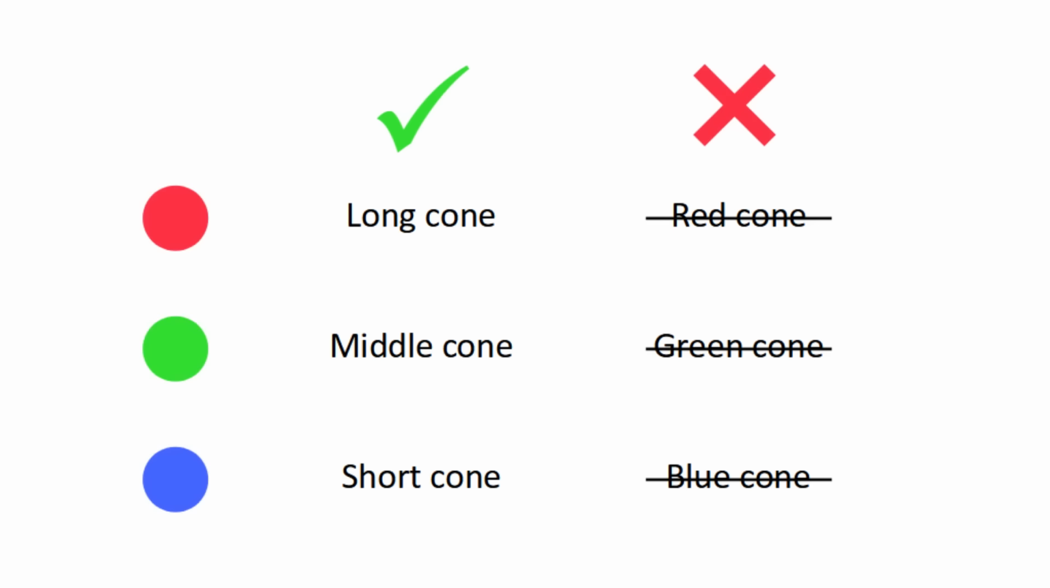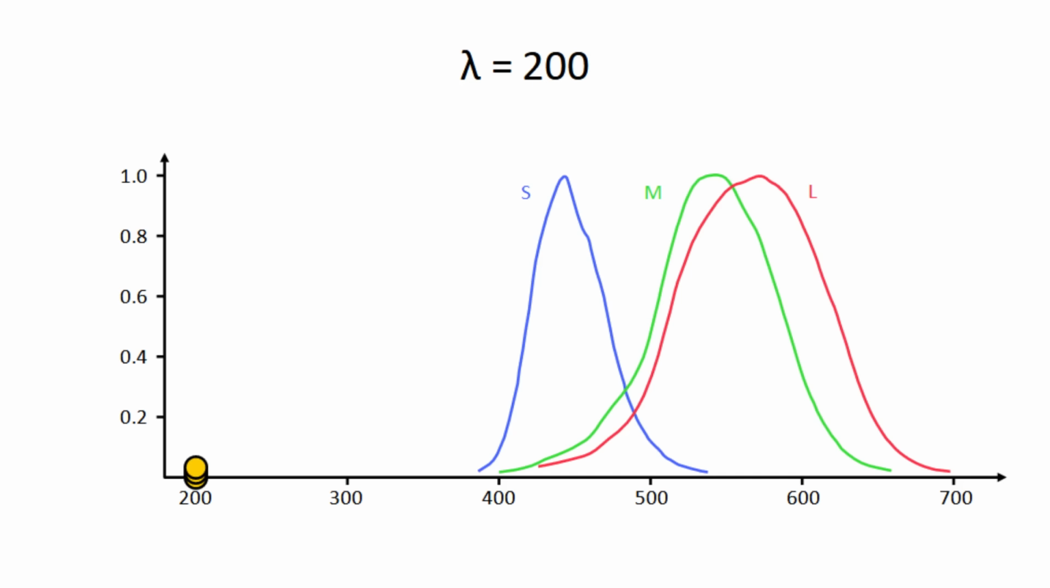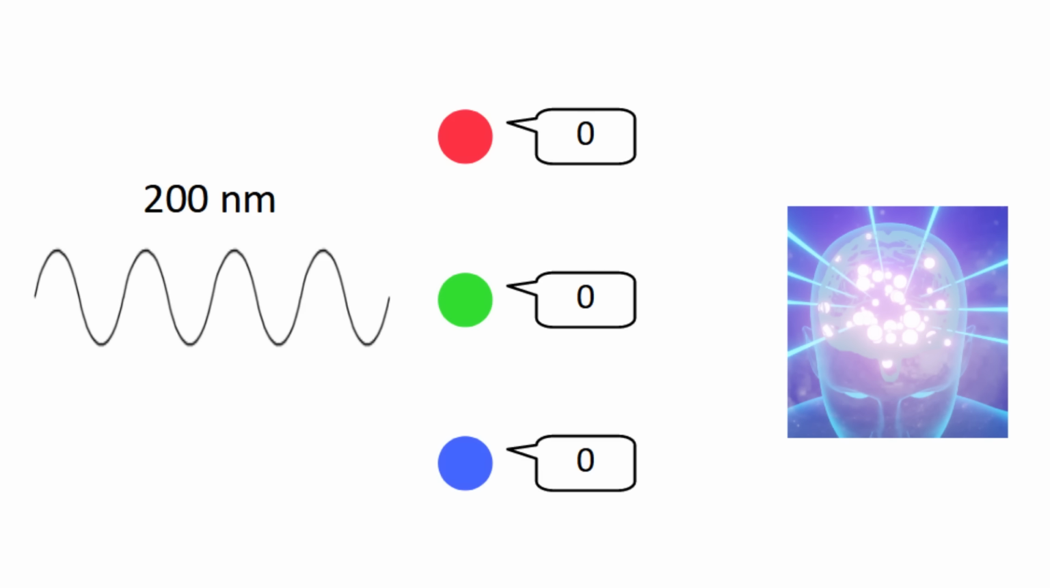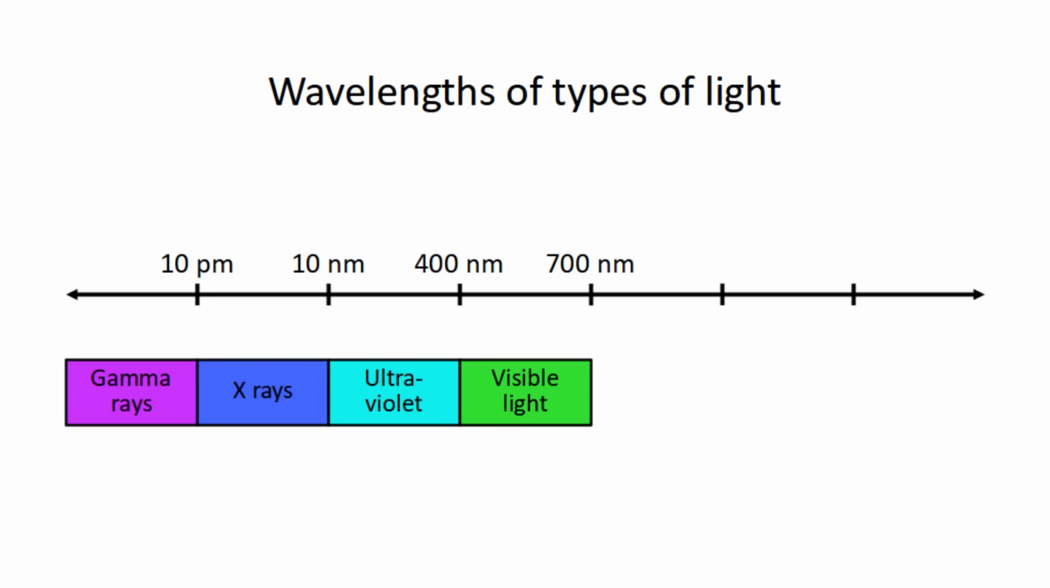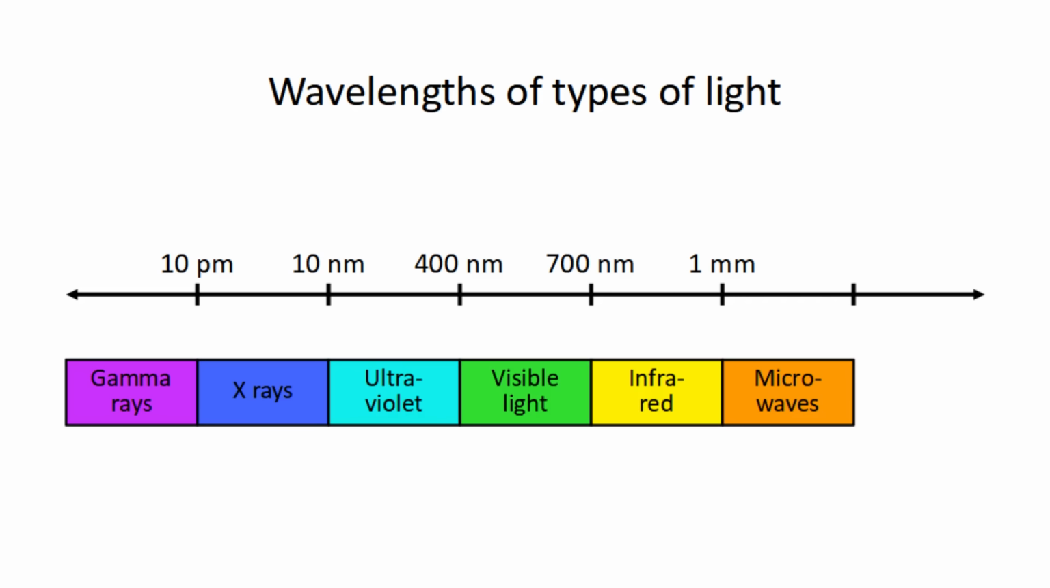Anyway, if we choose something like 200 nanometers, this doesn't activate any of the cones, and so the brain doesn't even know it's there. In fact, the vast majority of types of light can't be detected by us. The wavelength can be too short, as is the case with ultraviolet, X-rays, and gamma rays, and it can also be too long, like with infrared, microwaves, and radio waves.